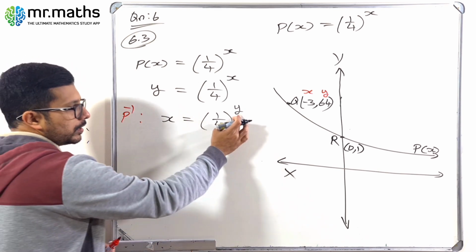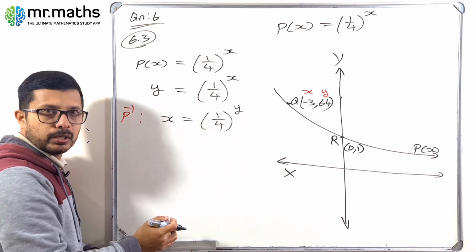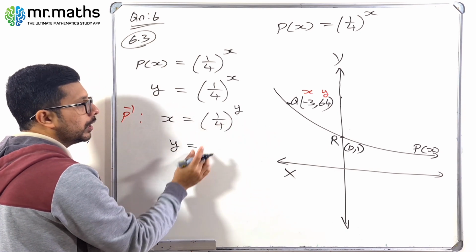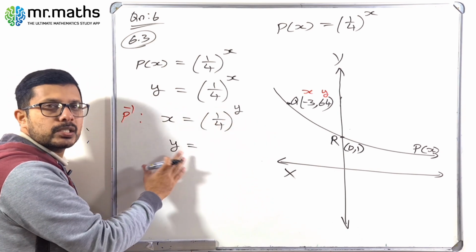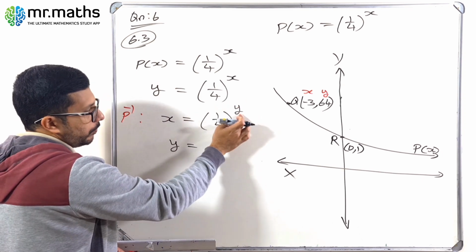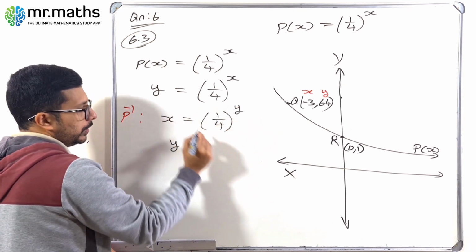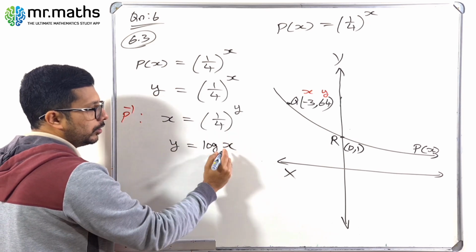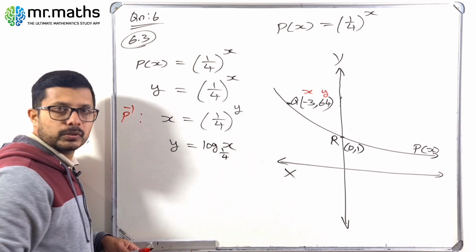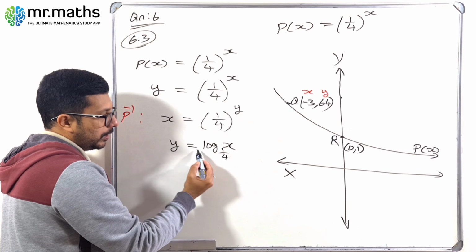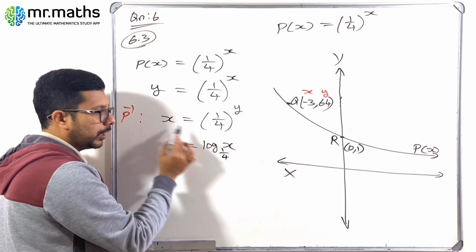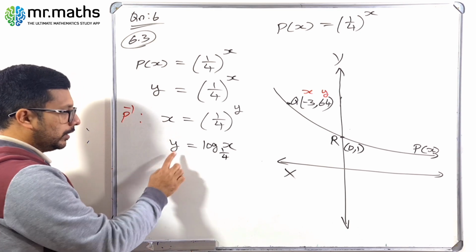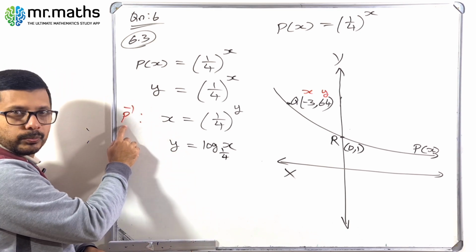So y is equal to, how can you write? Exponential rule, you have to know that one. We are writing the same thing in a standard form. So y is equal to log of this x, we are applying the logarithm, log of x to the base 1 over 4. So actually what is y? That is our p inverse of x.